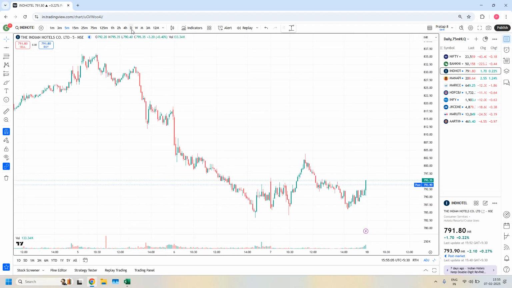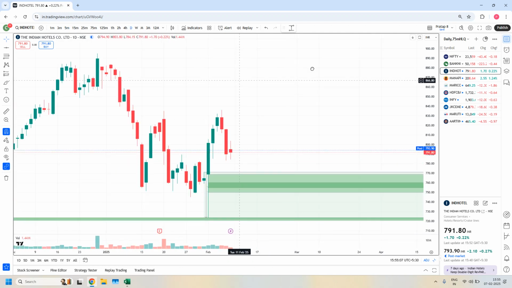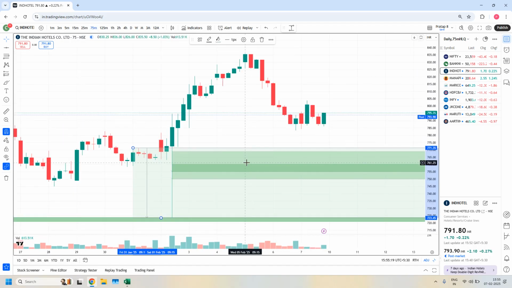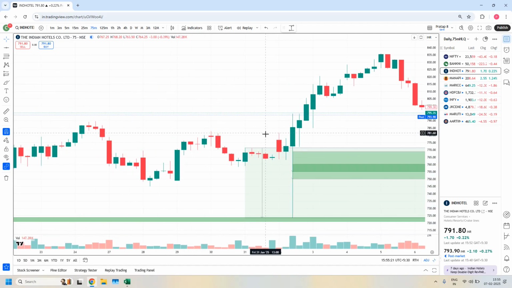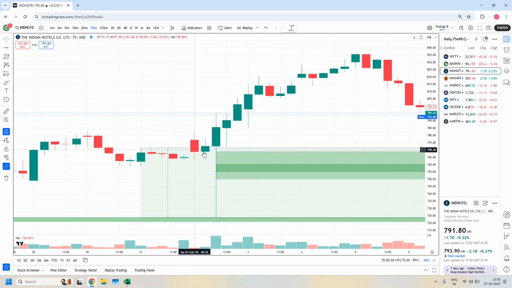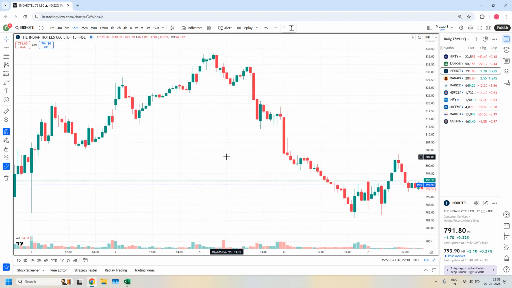So first, Indian Hotels is a daily high liquidity zone. It's a drop base rally. See here, we have a very big zone, drop base rally. This one I fine-tuned with the 75 minutes time frame. The 75 minute zone is also the same, drop base rally. The same zone comes in 75 minutes also. A very big zone, that's why I didn't specially draw it. I went directly to 15 minutes.